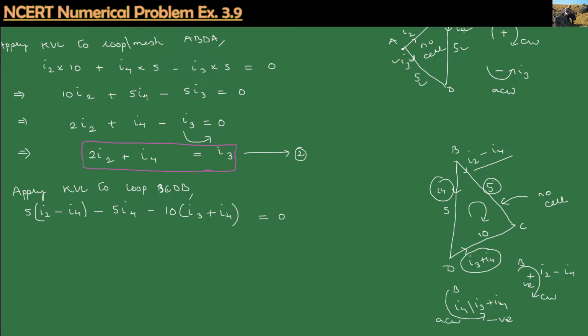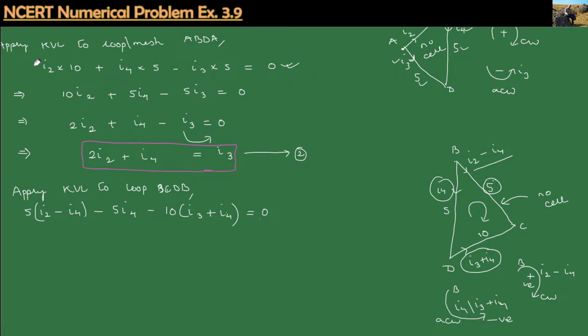I3 plus I4. So that whole expression will be equal to 0. So this is the way to apply Kirchhoff's law. The first important step that we need to know is, from this step, how to apply Kirchhoff's voltage law.